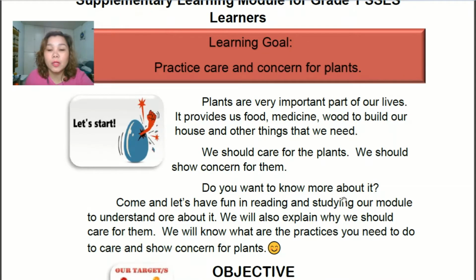Do you want to know more about it? Come and let's have fun in reading and studying our module to understand more about it. We will also explain why we should care for them. We will know what practices you need to do to care and show concern for plants.